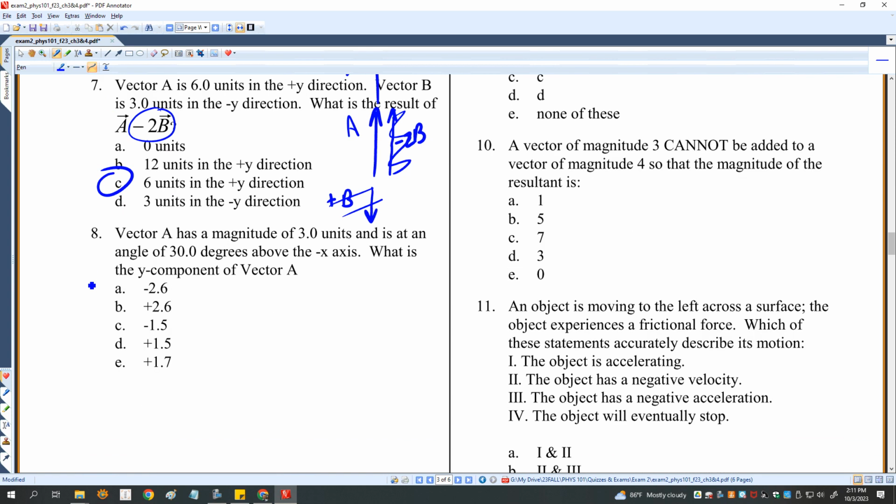Vector A has a magnitude of 3 units and is at an angle of 30 degrees above the negative x-axis. 30 degrees, 3 units. What is the y component? Okay, so the y component, I know, first of all, has to be positive, so it can't be those. And so it's going to be 3 sine of 30, which is positive 1.5, so 8 is D.